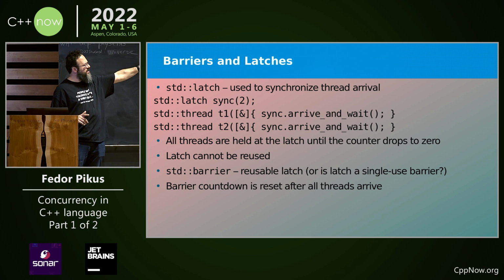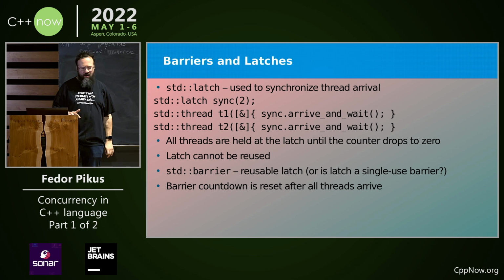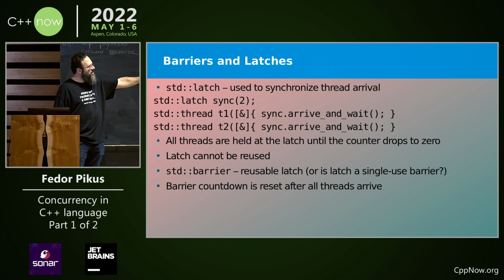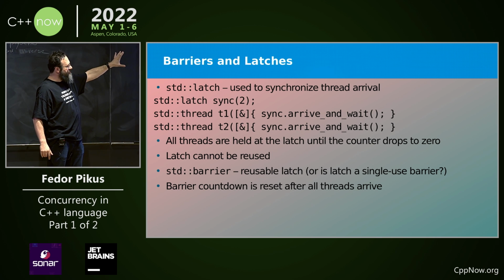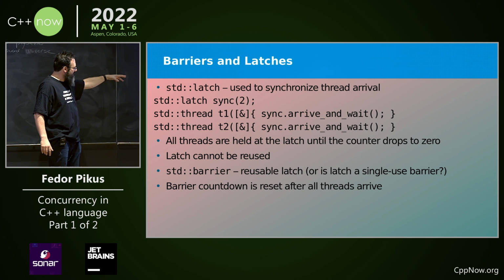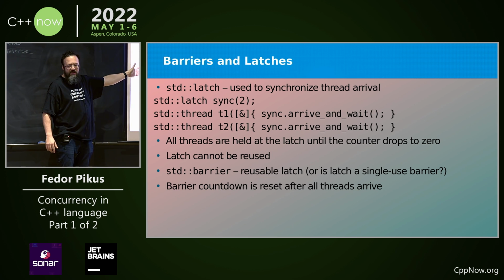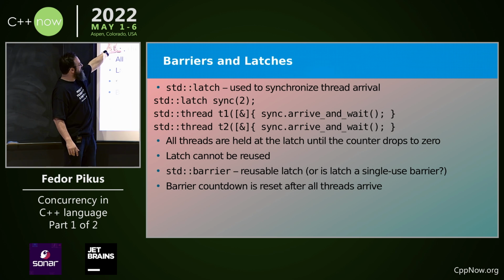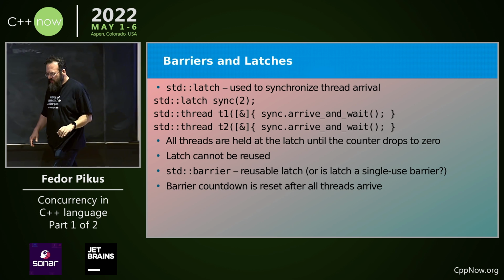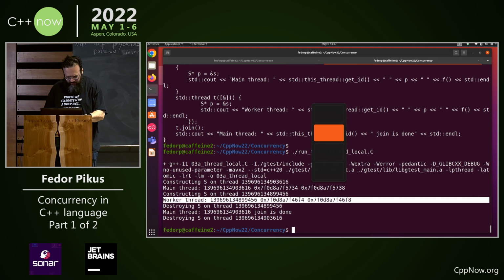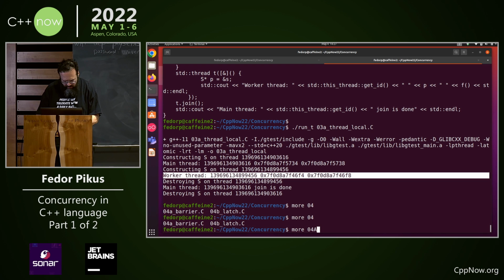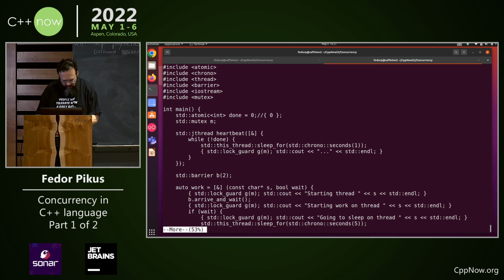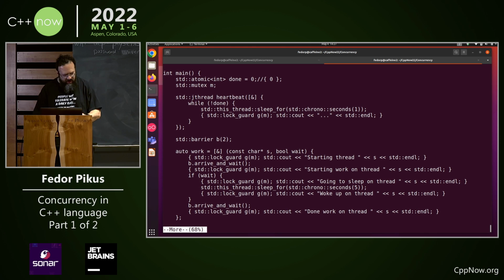After it happens, you have to throw that latch away. You can't reuse it again. There's no way to initialize this object and arrive to it again. There is a barrier, a different type, std::barrier, which is basically a reusable latch. Or a latch is a single-use barrier if you prefer. A barrier you can reinitialize. So basically, a barrier works the exact same way. I'll show you the code.